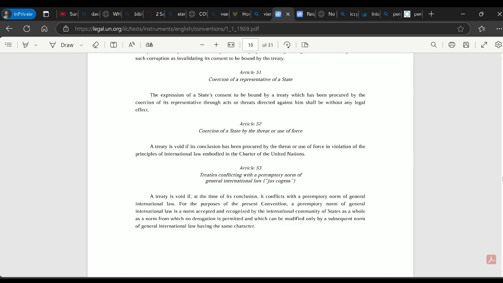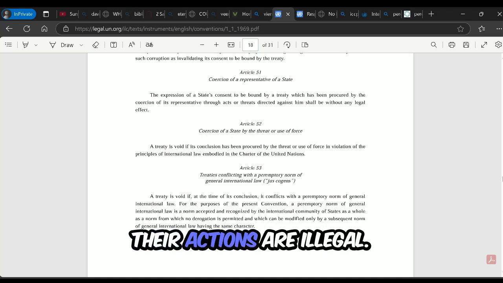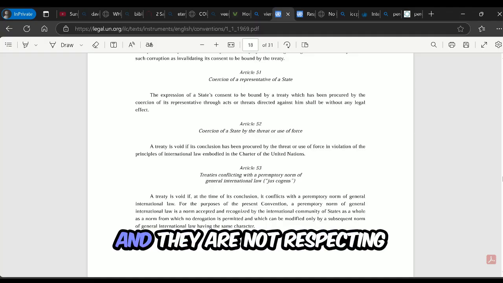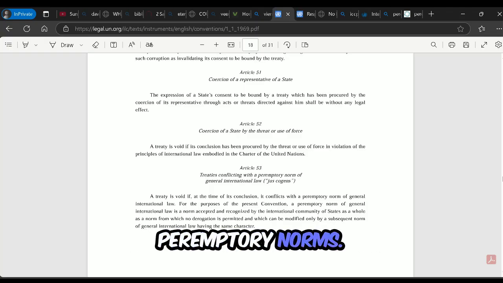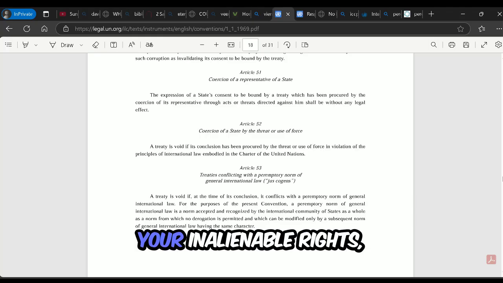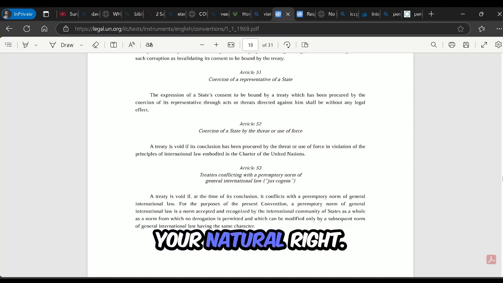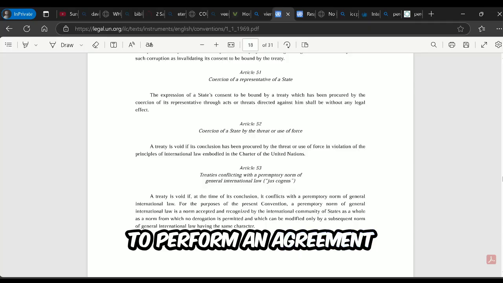Well, guess what? Their actions are illegal. And they are against the covenant. And they are against the International Bill on Human Rights. And they are not respecting peremptory norms. They are not respecting your inalienable rights, your absolute right, your natural right. They are forcing you to perform a treaty under threat. They are forcing you to perform an agreement under threat.